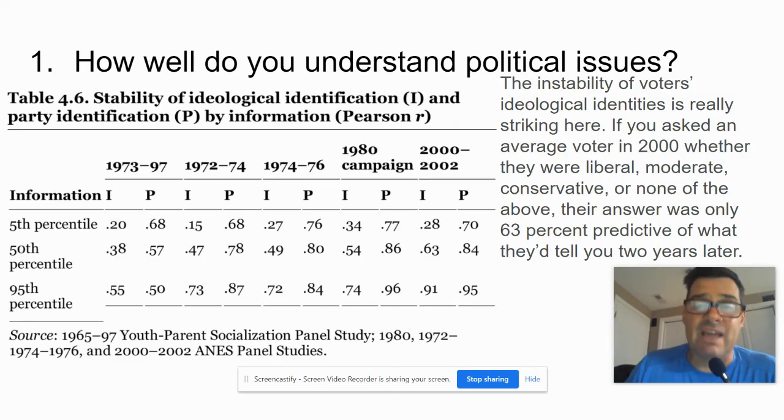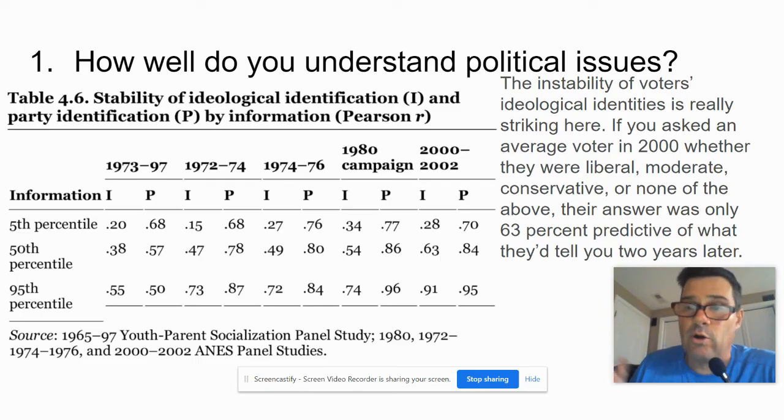Now we think of Democrat, liberal, conservative, Republican. But if you look back in the 70s through 97, look at the 95th percentile. So when it came to ideology, it was a 55% predictor of your party. That was it. That's all it is. That's pretty wild.